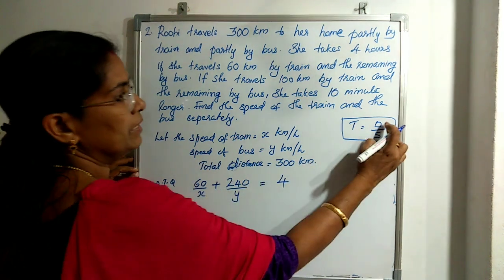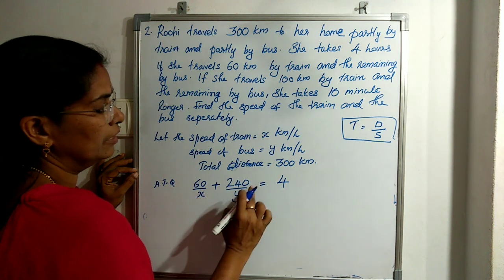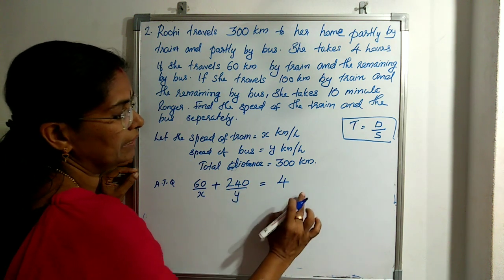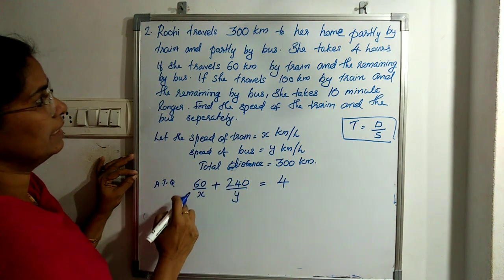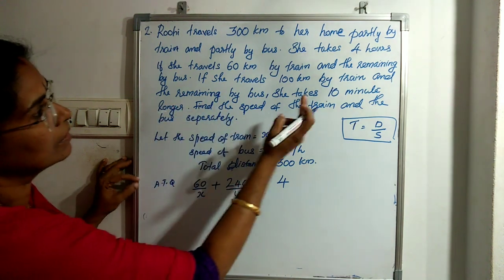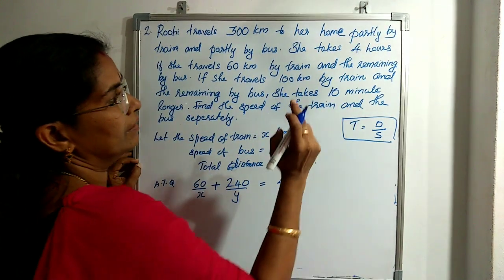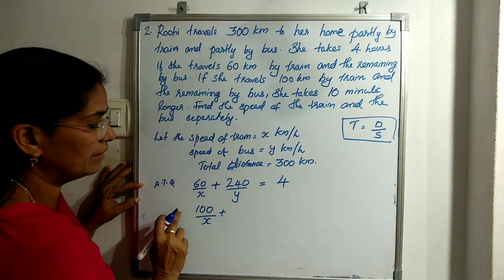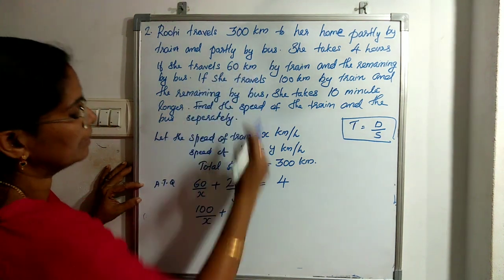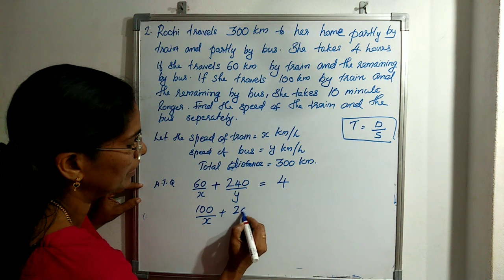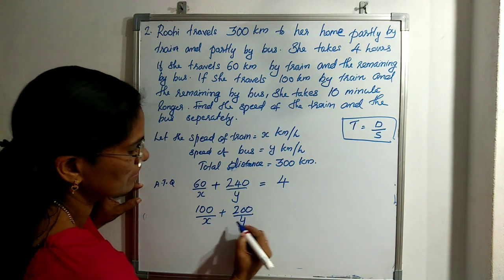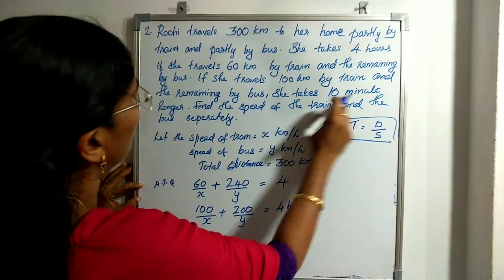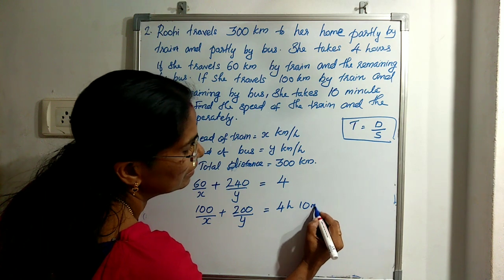60 by x. 60 is the distance, x is the speed. 240 is the distance, and y is the speed of the bus. So the total time taken is 4 hours. The second day, she took 100 kilometer by train. So 100 by x is the train time. And the balance is 300 minus 100, which is 200 kilometer she travelled in the bus. She took 4 hours and, as written here, 10 minutes longer. So 4 hours and 10 minutes.